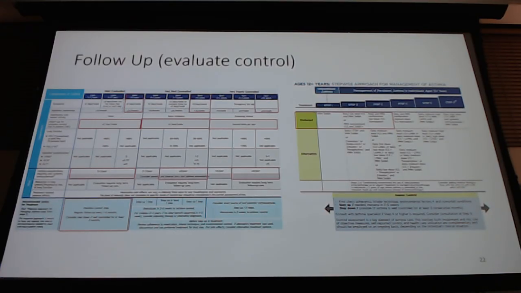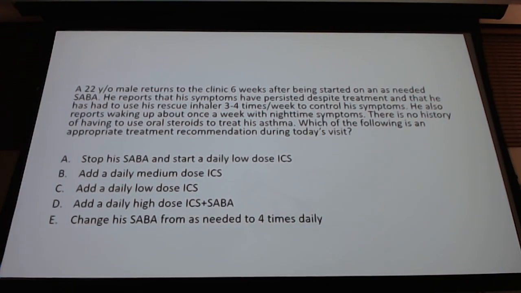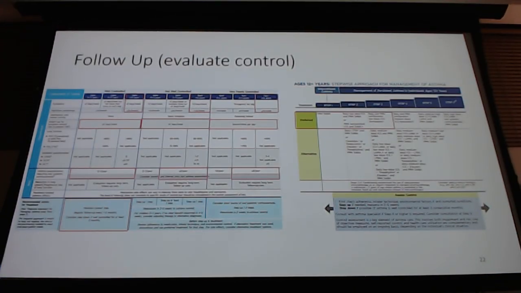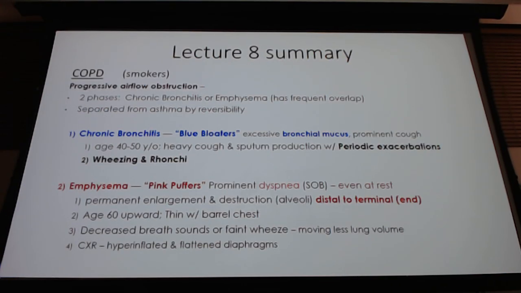So which category is he in? It's not well controlled. And so if he's on an as-needed SABA, we step up 1 step. So the answer to this question is low dose ICS. Low dose, right? And that's as simple as that. So don't be intimidated by it. The only thing you need to remember is what the difference is with the steps.